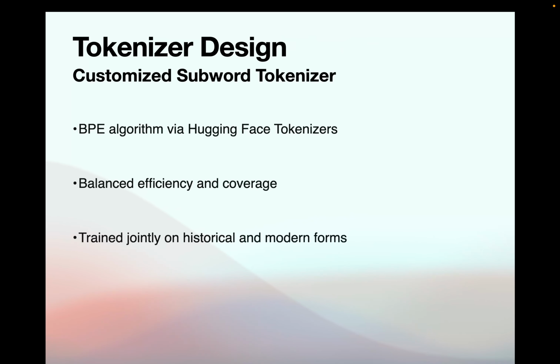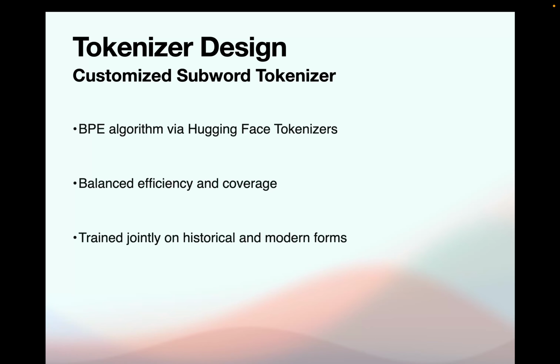But even with clean parallel data, tokenization poses a major challenge, especially for under-resourced historical languages. So standard byte-level or white-space tokenizers tend to over-fragment old spellings, especially with diacritics, contractions, and ligature splits. And to address this, we trained a custom subword tokenizer using the byte pair encoding algorithm.